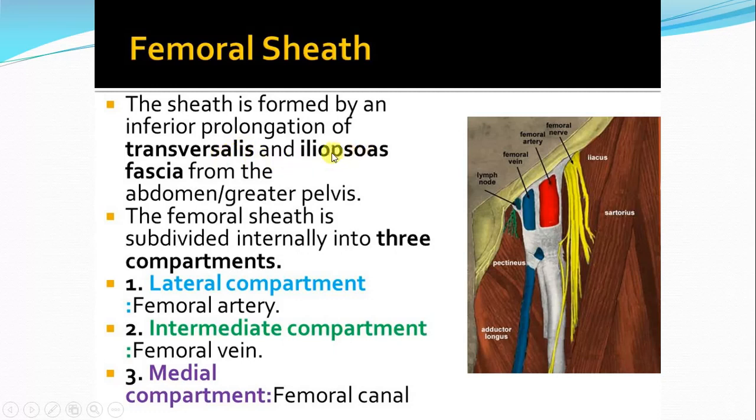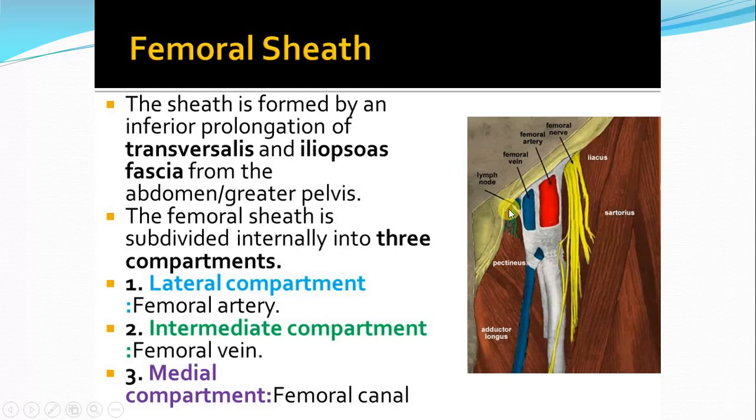Posteriorly, there is iliopsoas fascia. So when the vessel comes down into the thigh from the abdomen and greater pelvis, the femoral sheath covers this. It has 3 compartments: lateral femoral artery, intermediate femoral vein, and medial femoral canal.